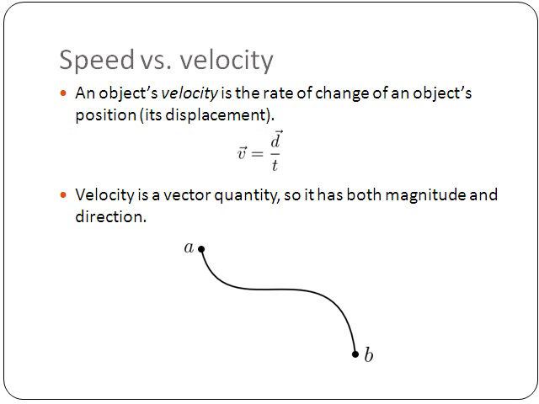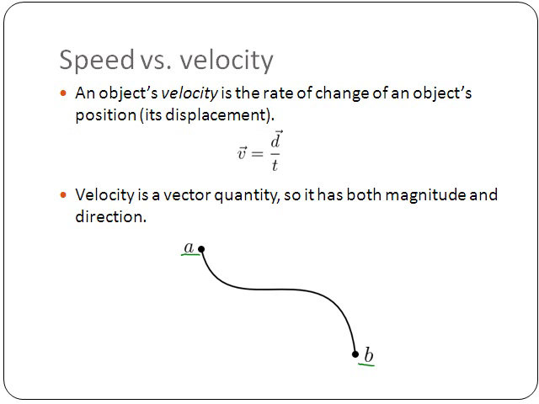Going forward, speed versus velocity. Let's define velocity first. First thing we've got here is that an object's velocity is the rate of change of an object's position. That is its displacement. So we have a picture down here at the bottom. In this case, some object starts off at point A down here and ends up at point B. When we're talking about the displacement of an object, we're talking about basically the straight line distance between where it starts and where it ends.